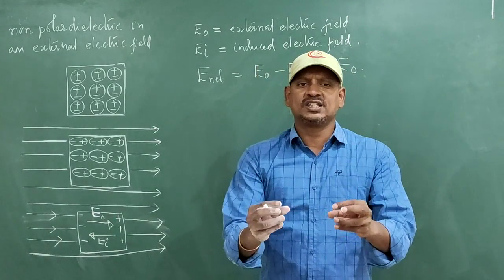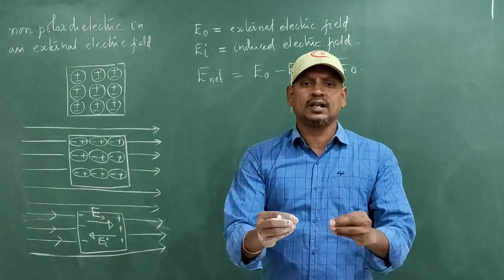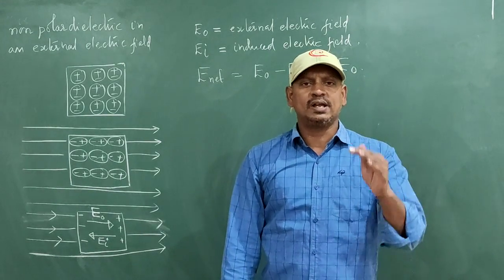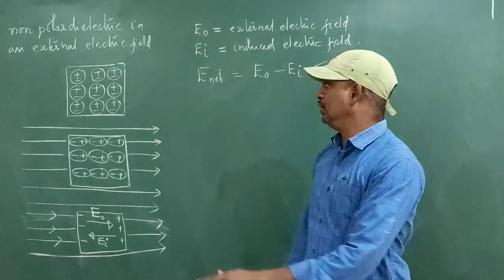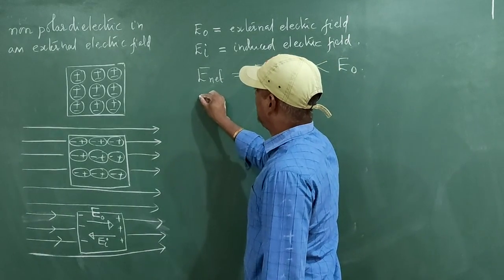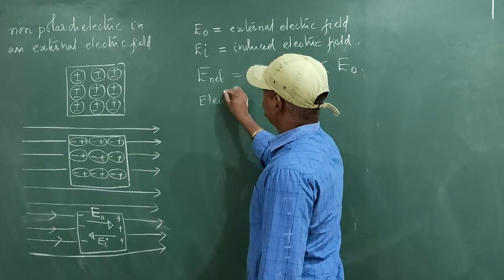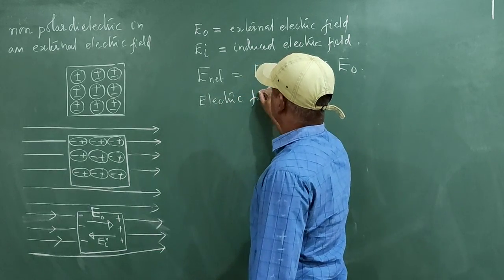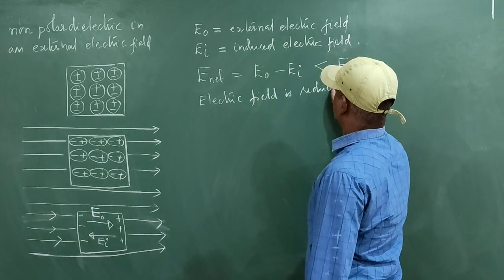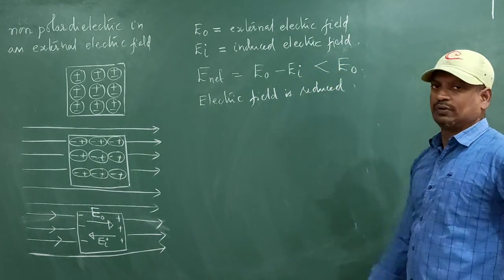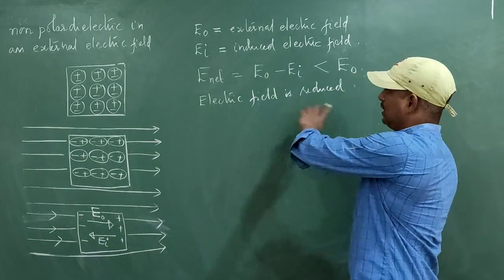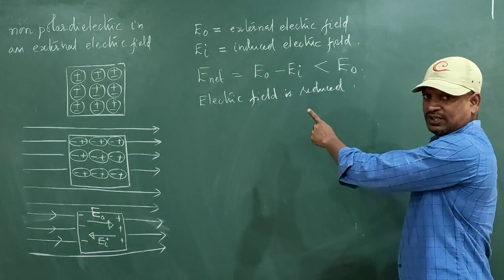So what is the conclusion here? If you place a non-polar dielectric in an external electric field, inside the slab the electric field is going to be reduced. And it has been observed. Up to here is it clear?